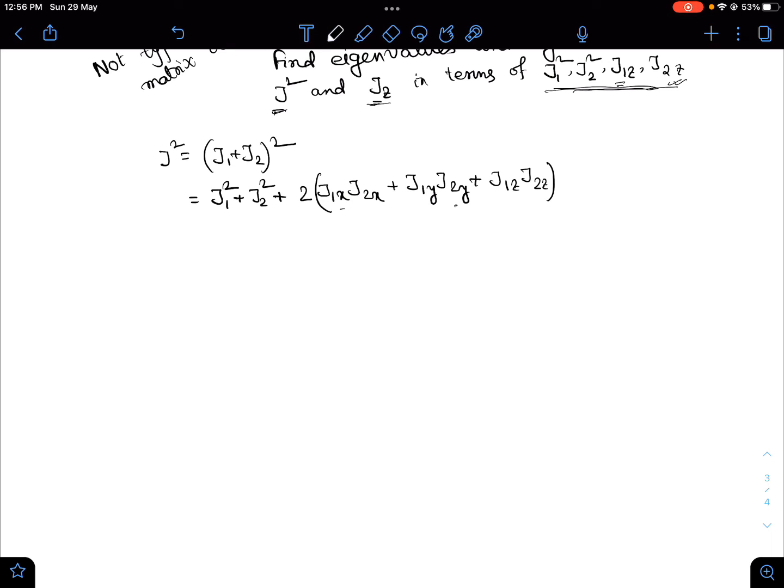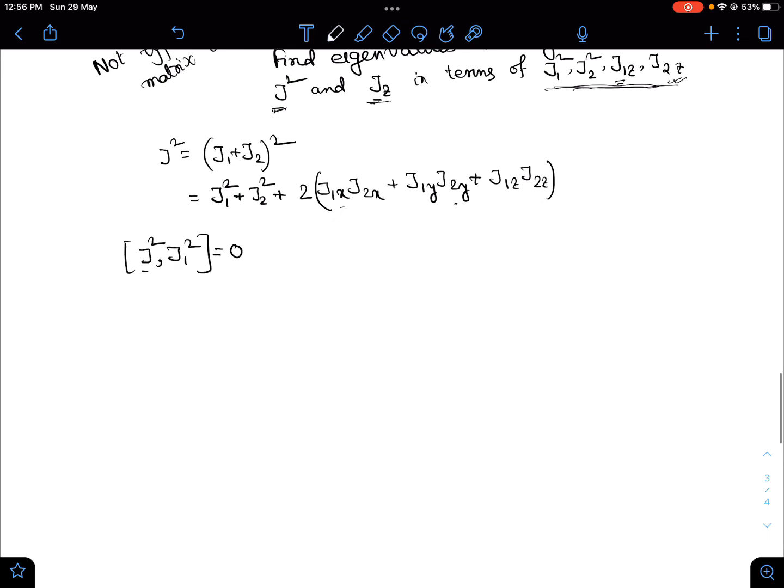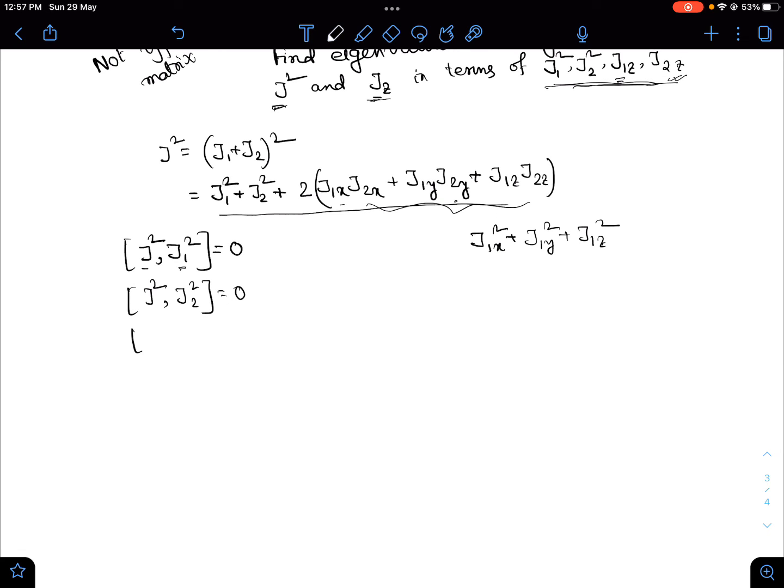Now, if you solve the commutation relation of J square with J1 square, we can see that it will be 0. You just have to do the algebra. We write J square as this, and J1 square you can write as J1x square plus J1y square plus J1z square, and then do the commutation relation. You will easily find that it will be 0. Similarly, [J square, J2 square] will also give us 0, and [J square, Jz] will be 0.